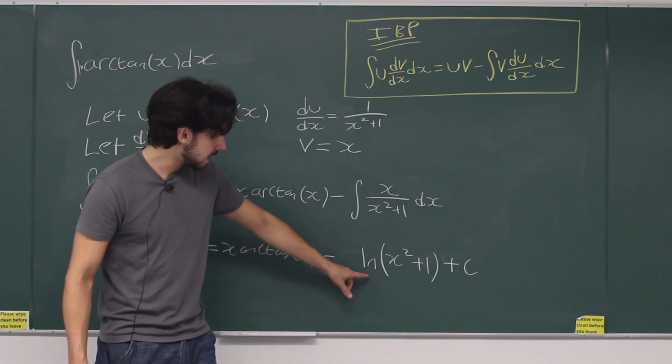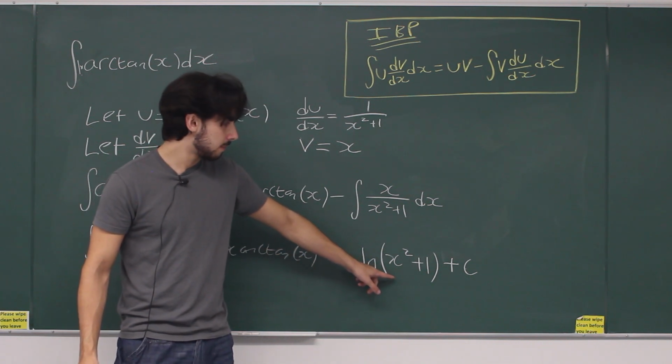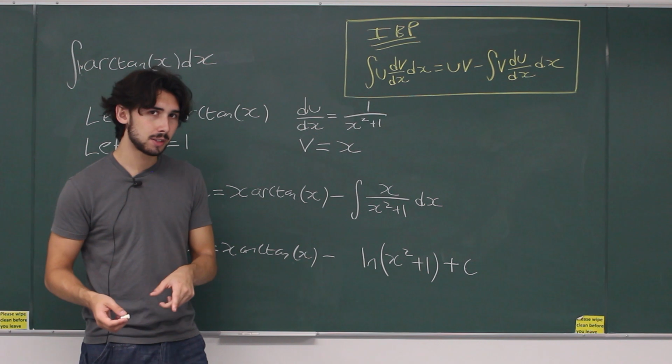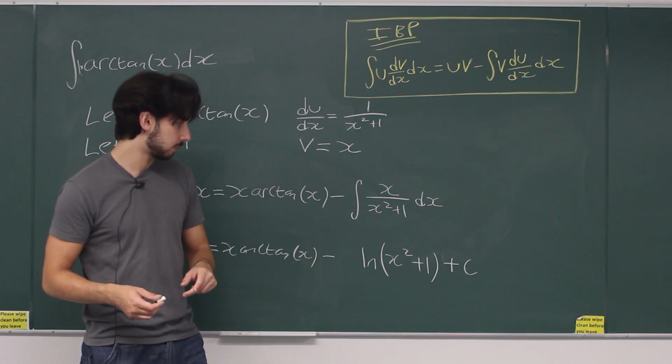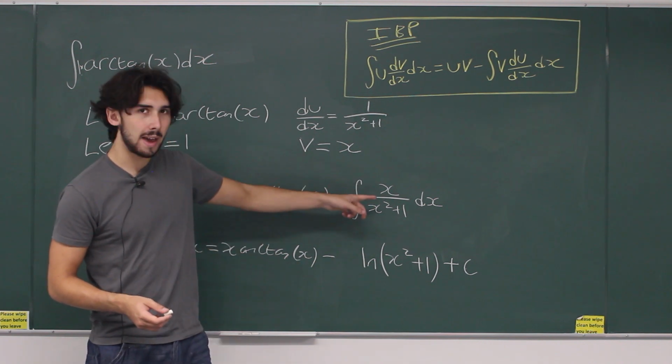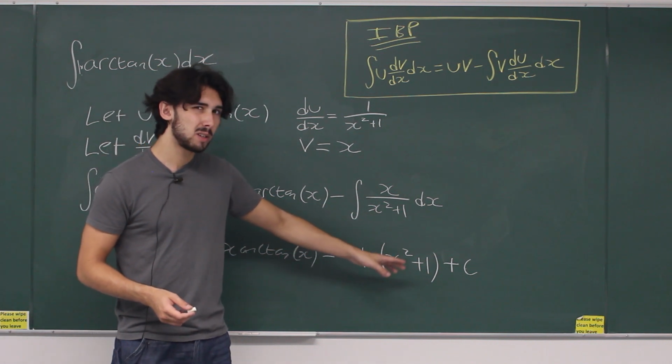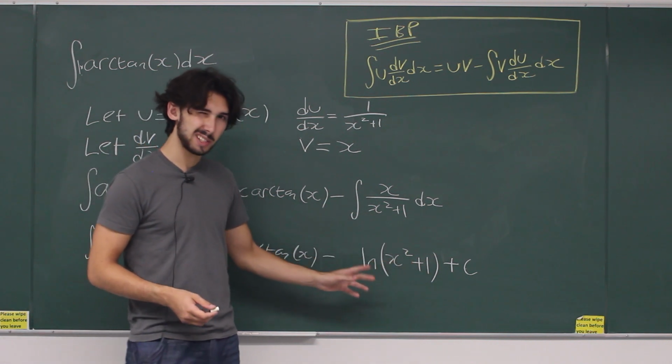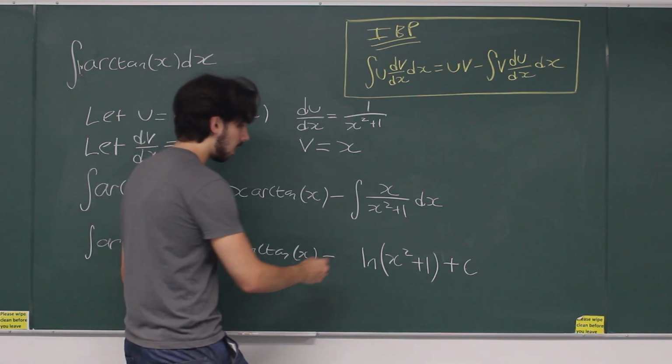If we differentiate the natural log of x squared plus 1, we will get 2x over x squared plus 1. We don't want that, we just want 1x. So really, we're only looking at half of this. That's all we want. So we should put a half in front.